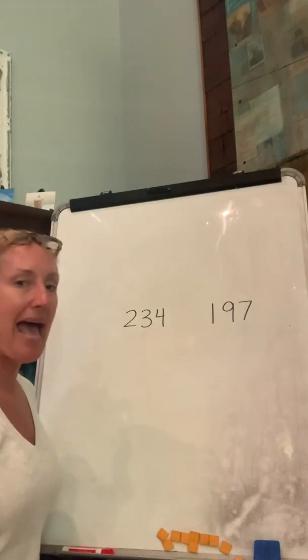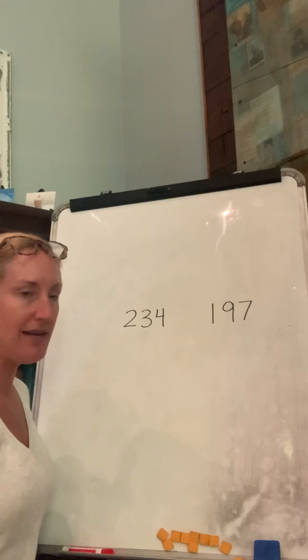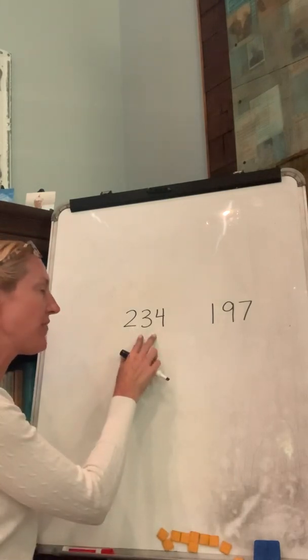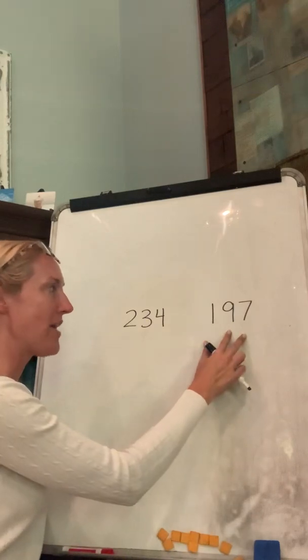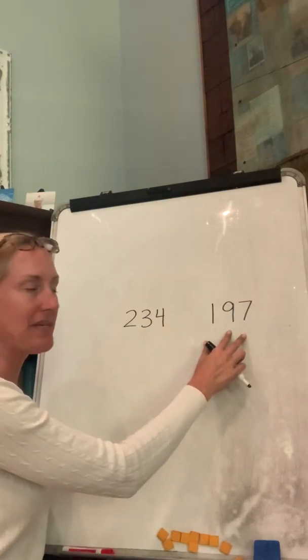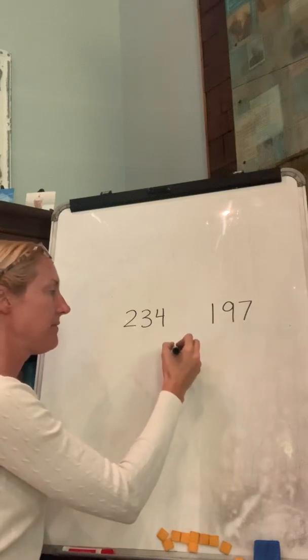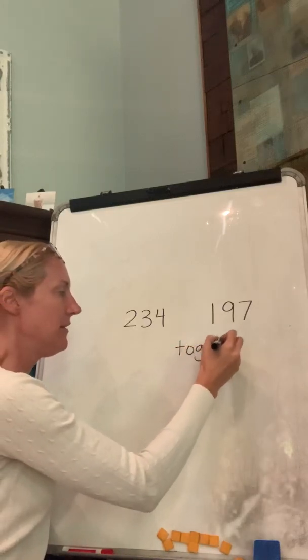Solve this for me. Are we adding, subtracting, and what is our answer going to be? Nora wrote 234 poems. Dexter wrote 197. How many poems have they written together? Write that equation for me and solve it. So you're going to write how many together.